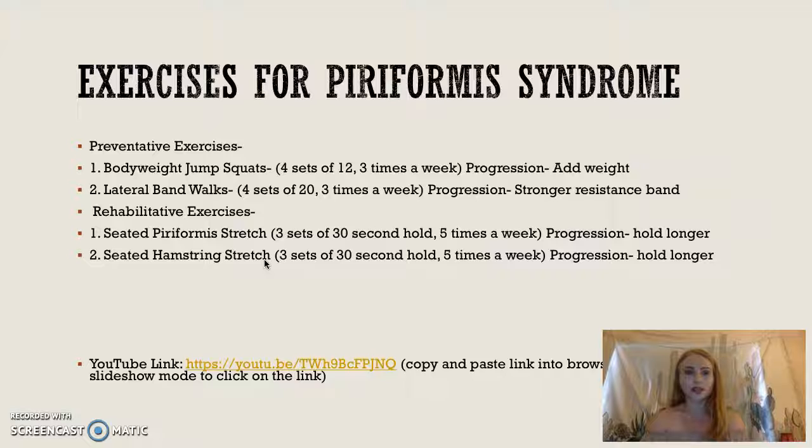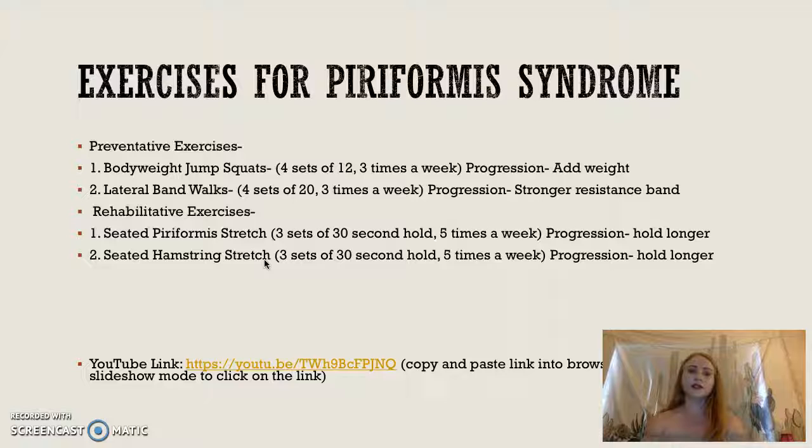All right, and the exercises for this, preventative exercises: body weight jump squats, 4 sets of 12, 3 times a week. Progression, add weight. Lateral banded walk, so band above the knee and then just squat down and walk side to side, 4 sets of 2, 3 times a week. Progression would be a stronger resistance band, so a heavy resistance band rather than a medium resistance band.